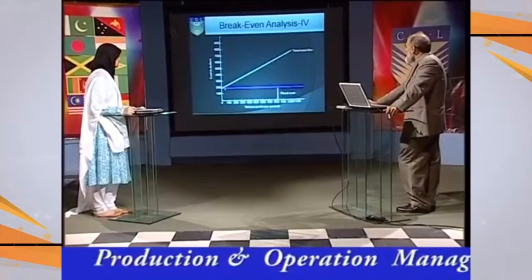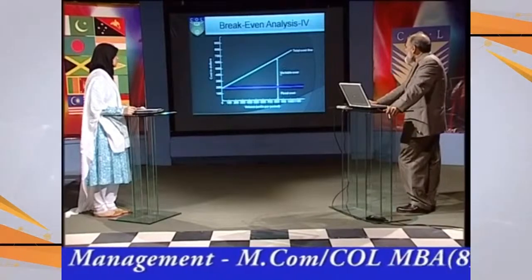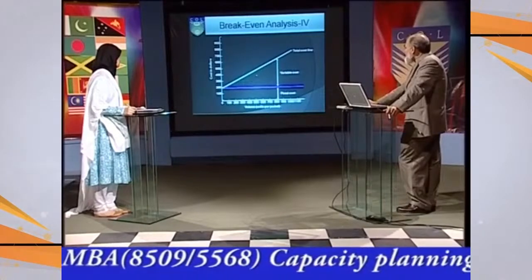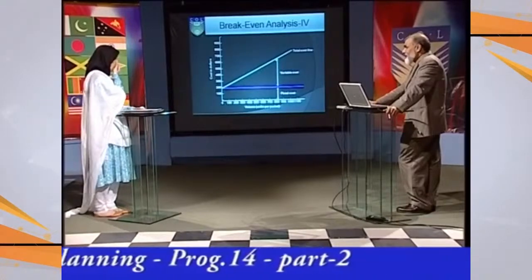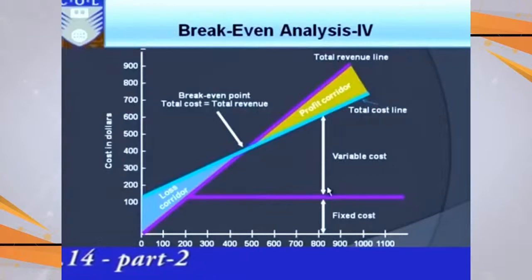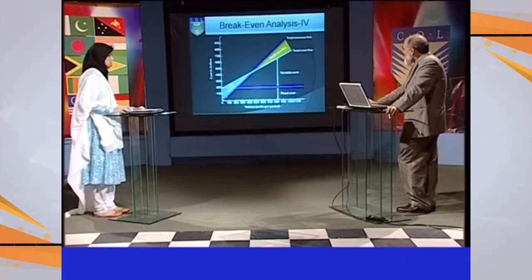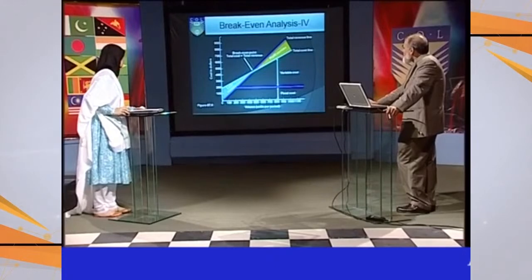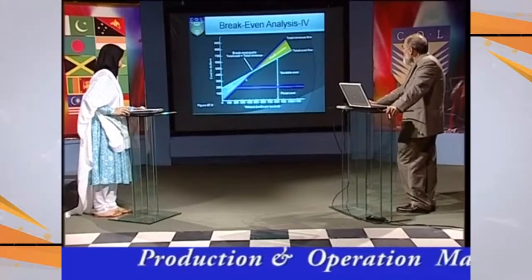Now, this line is a total cost line, right? And it tells us this is the variable cost. As you increase the output, as your number of units increases, your total cost curve increases, right? It means your variable cost is linked with the number of units you produce, right? Now, when you start producing, then obviously you start selling, right? This is your total revenue line.